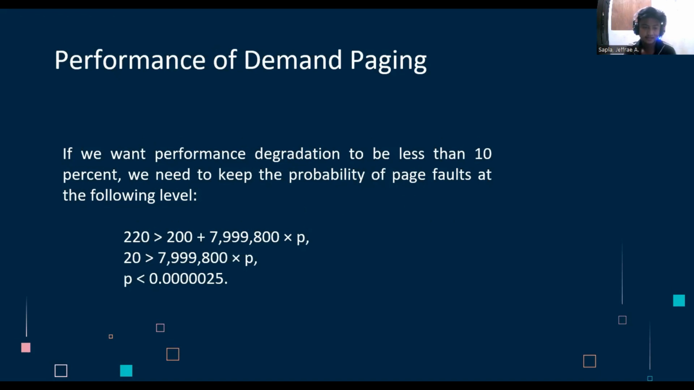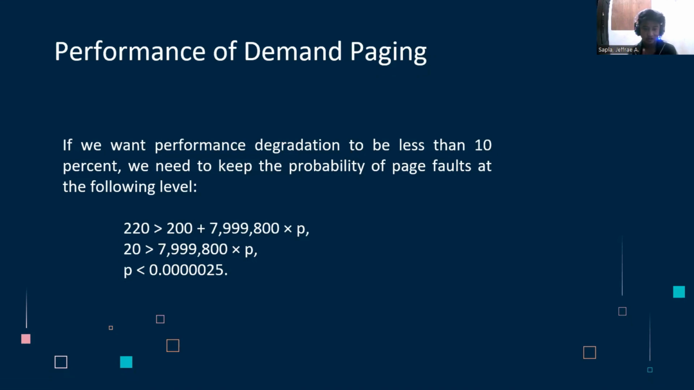If one access out of 1,000 causes a page fault, the effective access time is 8.2 microseconds. The computer will be slowed down by a factor of 40 because of demand paging. So if we want performance degradation to be less than 10%, we need to keep the probability of page faults at the following level.